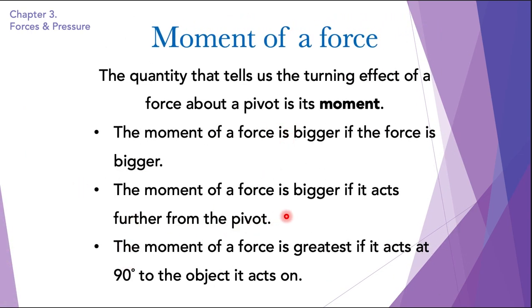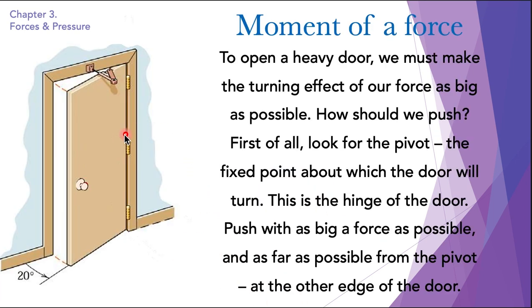Second is that the moment of a force is bigger if it acts further from the pivot. This is the fixed point about which the door turns. This is called a pivot. The fixed point about which any object turns is a pivot. So, the moment of a force is bigger if the force that is acting on the door is further from the pivot. That is why we have a door's handle over here, because then it is easier to push it. If we push the door at this point, then it will become hard.